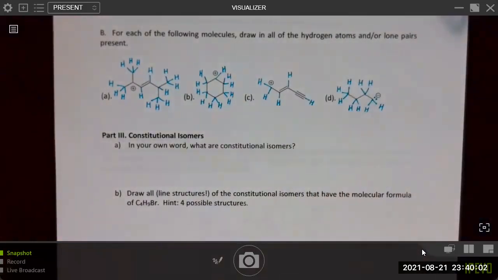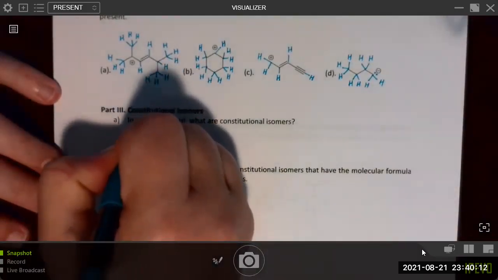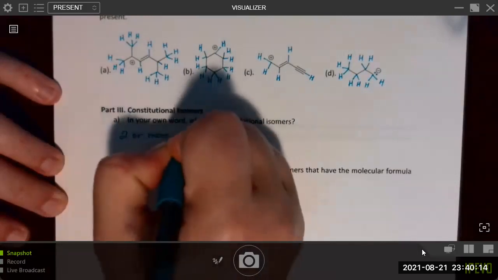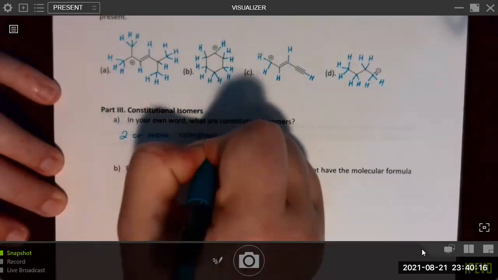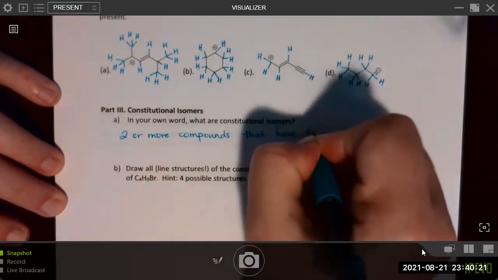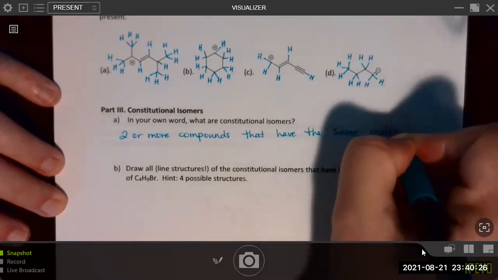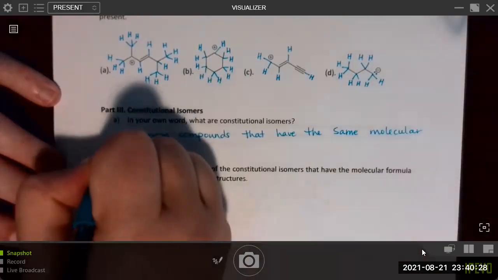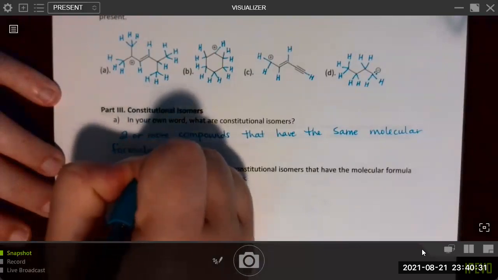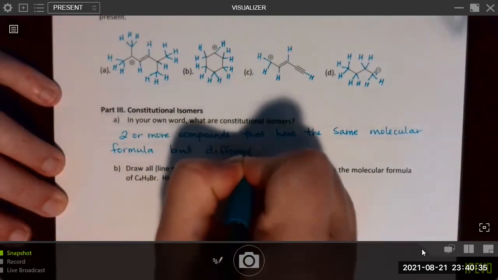Let's move on to part 3, constitutional isomers. It says, in your own words, what are constitutional isomers? So in my words, they are 2 or more compounds that have the same molecular formula but different atom connectivity.